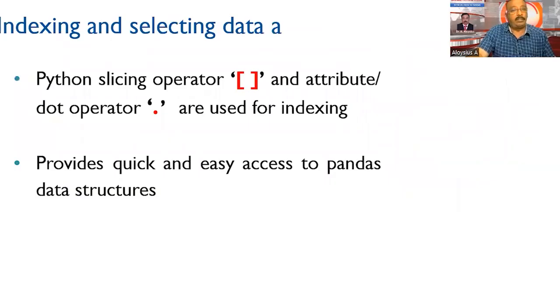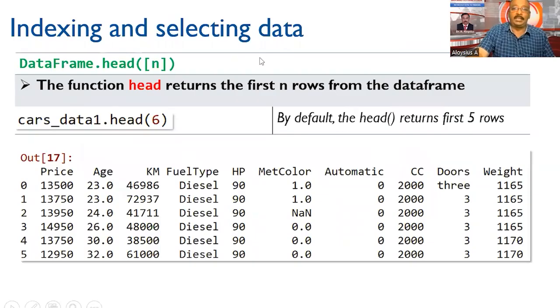The last part of today's session will be on indexing and selecting the data. Python uses a slicing operator called square bracket. And similarly, for attribute, you have a dot operator for indexing. So the slicing operator and the indexing operator provide quick and easy access to Pandas data structures.